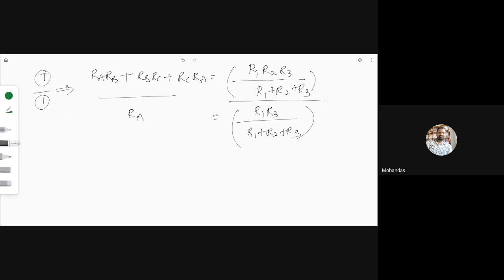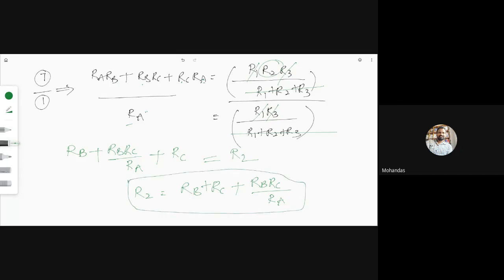See here, in this RA RB by RA, RA will get cancelled out. Then we have RB plus RB RC by RA plus RC RA by RA. RA will get cancelled out, we have only RC, which is equal to, now if you come to the numerator on the right-hand side, R1 cancelled out, R3 we are left with R2, and the denominator R1 plus R2 plus R3 and R1 plus R2 plus R3 will get cancelled out. So finally we got R2. So R2 equal to RB plus RC plus RB RC by RA. This is equation number 9.